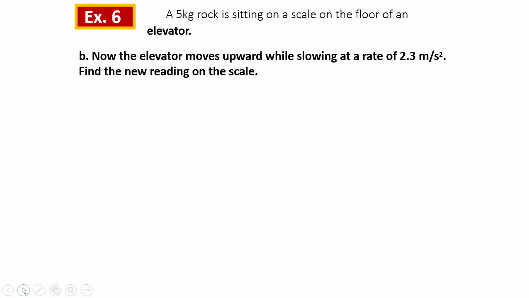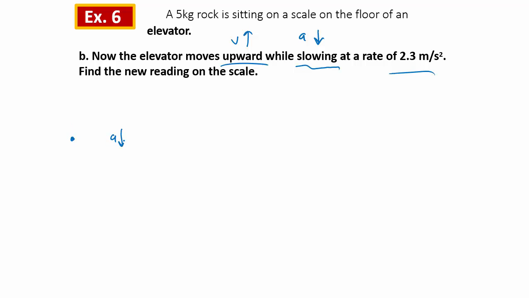All right, so the next step, it says now the elevator moves upward while slowing. So we're still moving up, but we're slowing down now, okay? If we're slowing down, then the acceleration is going to have to be opposite the sign of my velocity. And so we've got 2.3 meters per second squared. Find the new reading on the scale.